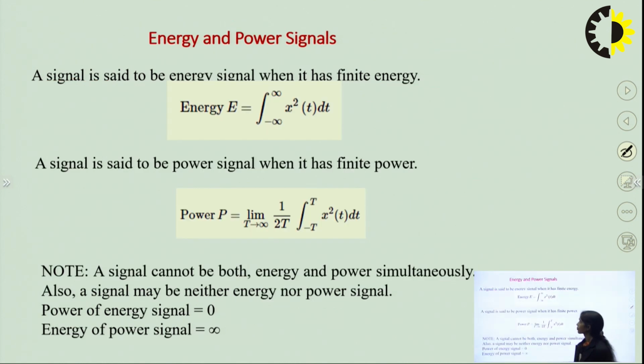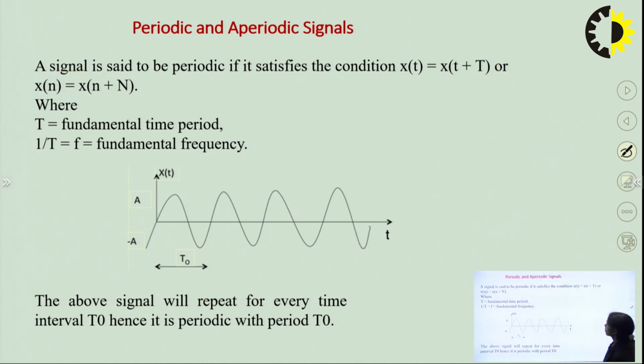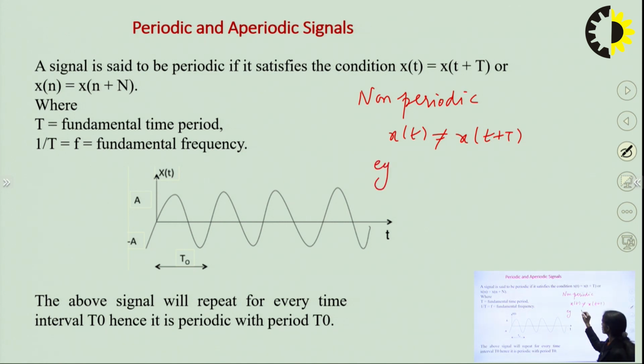So now next, aperiodic signals are those signals which do not repeat after the time period T. So the signal which is not repeating after the time period T, let us take an example of that. That is the non-periodic signal, which is not repeating after the time period T. That means x of t is not equal to x of t plus capital T. An example for this I am taking is the exponential signal, e to the power minus at.